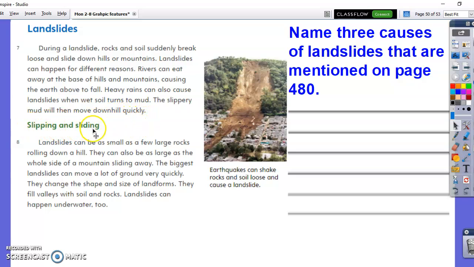Slipping and sliding. Landslides can be as small as a few large rocks rolling down a hill. They can also be as large as the whole side of a mountain sliding away. The biggest landslides can move a lot of ground very quickly. They change the shape and size of landforms. They fill valleys with soil and rocks. Landslides can happen underwater too. Earthquakes can shake rocks and soil loose and cause a landslide. Name 3 causes of landslides that are mentioned on page 480.